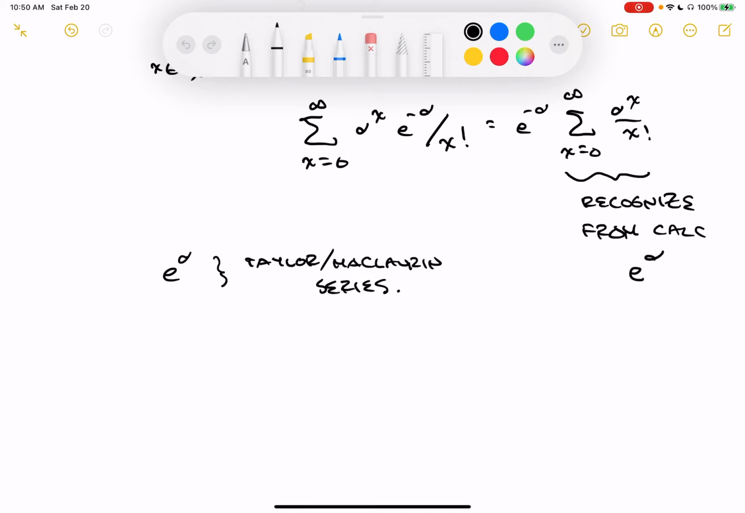If you look at this e to the something, the value is going to be something like 1 plus alpha over 1 factorial plus alpha squared over 2 factorial plus alpha cubed over 3 factorial plus alpha to the 4 over 4 factorial, and so forth.